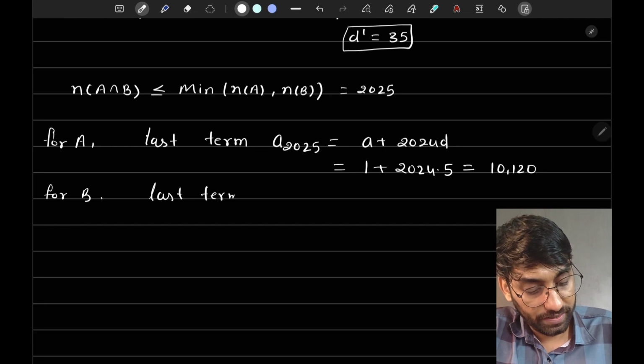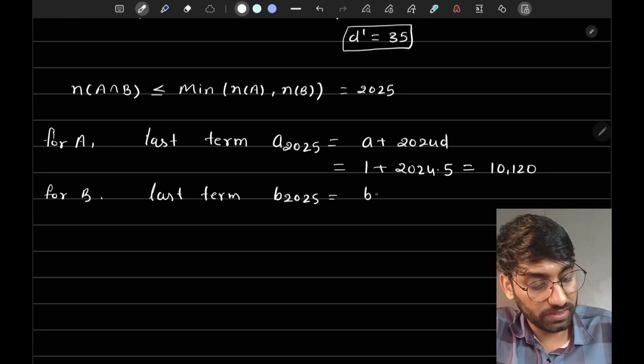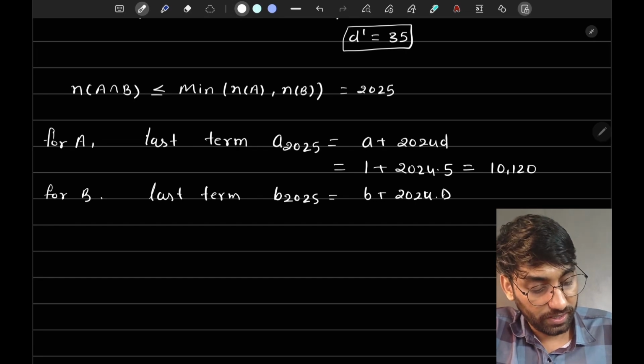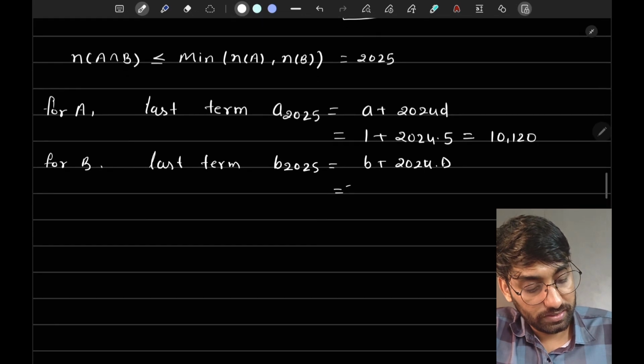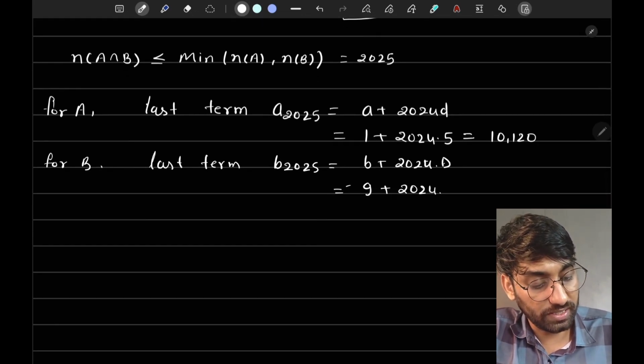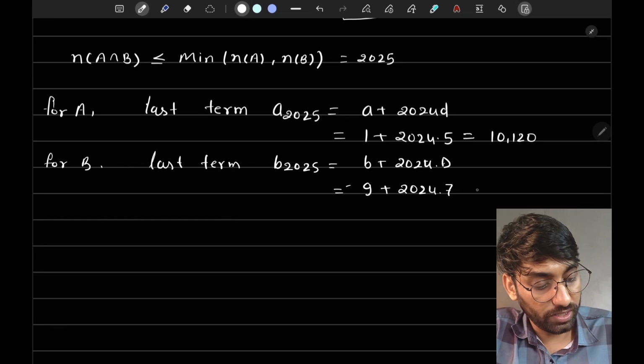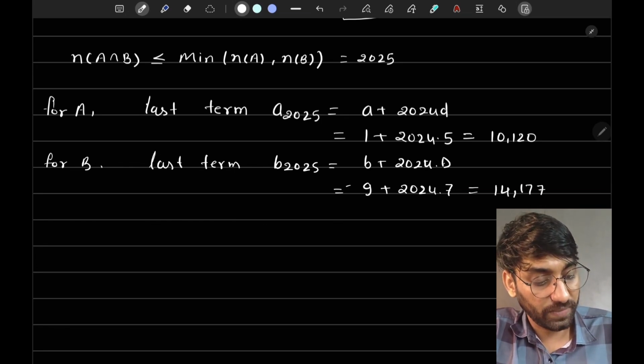Similarly, for B, the last term is given by B2025. That is nothing but B plus 2024 times D, capital D. So the first term B is 9, and B equals 9 plus 2024 times the D value, which is 7. So this whole value will become 14,177. I hope this is clear.